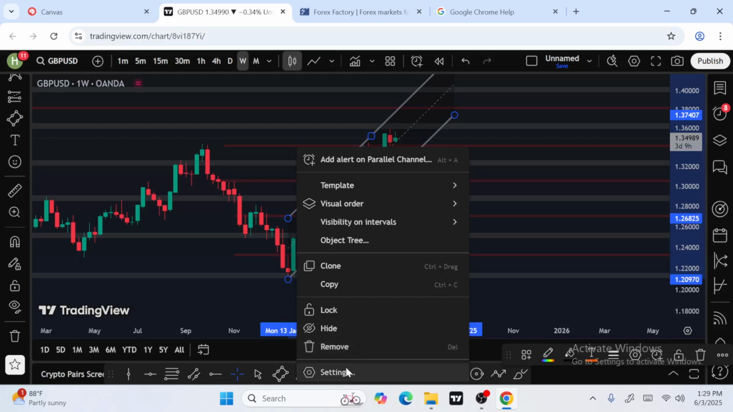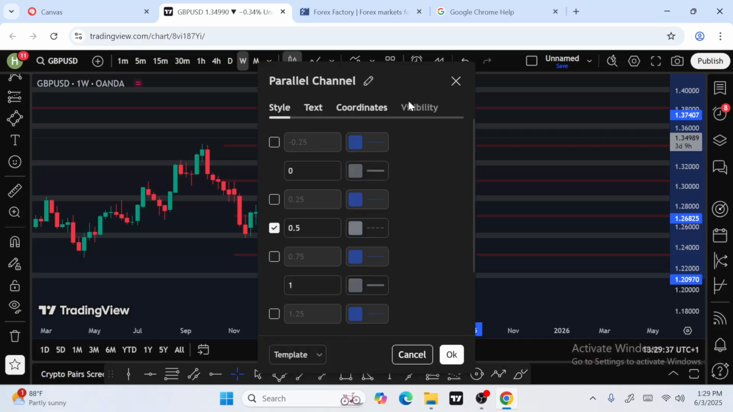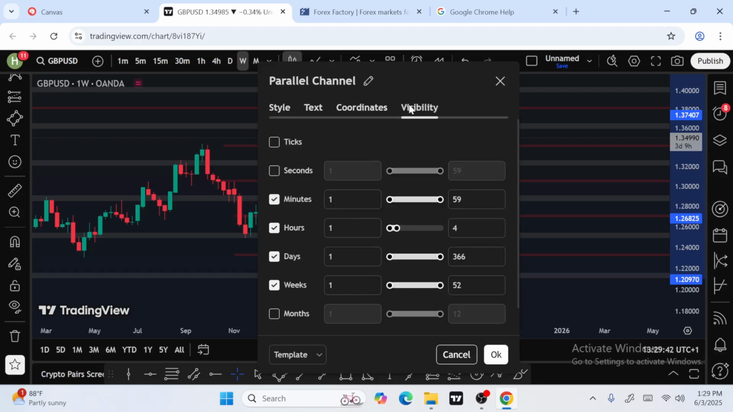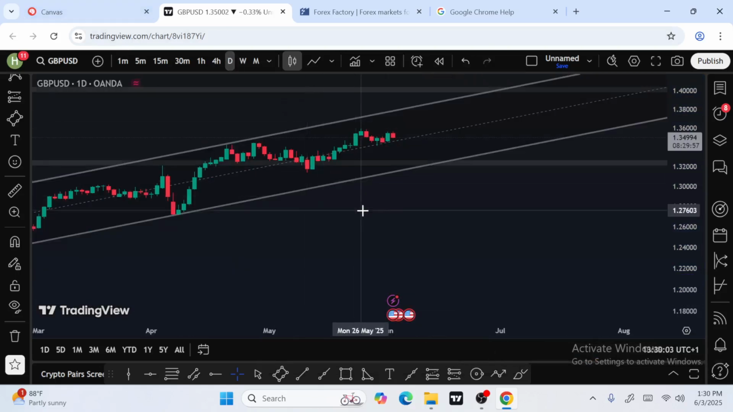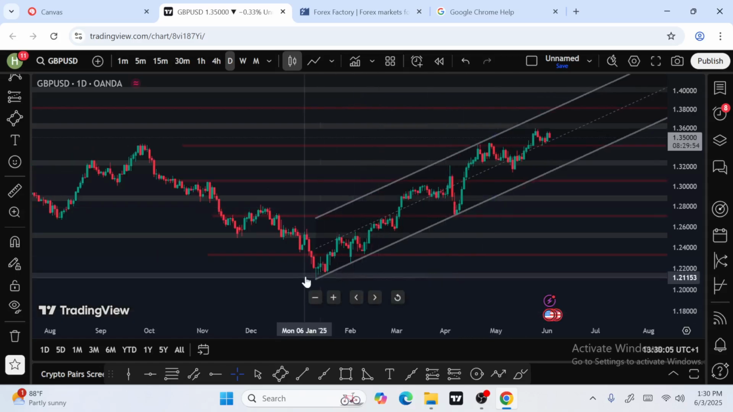Go to settings, boom. Come to visibility. Are you following? Once you come to visibility, don't forget your weekly and daily are together. Is that not so? Then you will take this out from 1 minute, 1 hour, so that you can see just that channel on weekly and daily. Then you press OK. So if you come to daily, you will see it. Now, can you see it perfectly? Touch this, touch this, touch this, touch the upper.